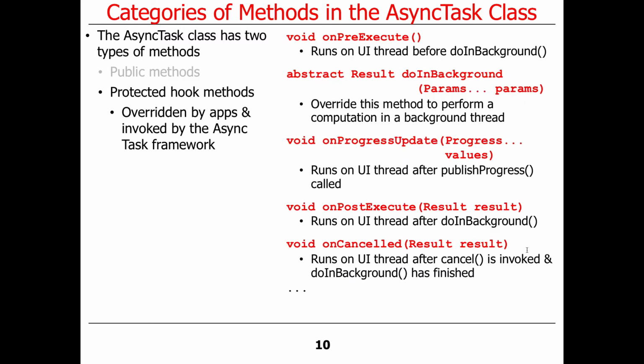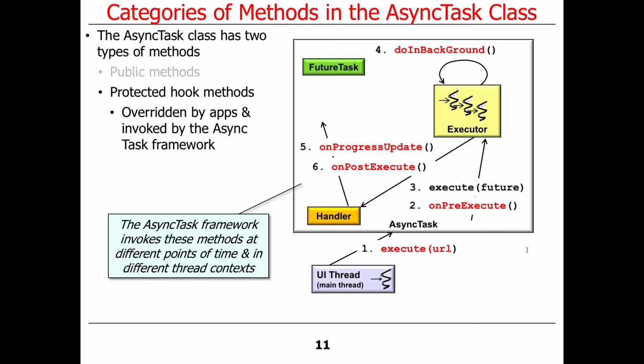Otherwise, it'll just say, I don't care about the result of this background computation, even though I'm not trying to shut it down. There are also a whole pile of protected hook methods which can be overridden by applications, and then they'll be invoked by the AsyncTask framework at the appropriate time. And as we'll see, the AsyncTask framework will invoke these hook methods, which we'll talk about in a second, at different points of time and in different thread contexts. So some of these methods are run in the user interface thread, like onPreExecute and onPostExecute. Other methods are run in the background thread, like doInBackground, and so on and so forth. So we'll talk about all these different methods and how they work.